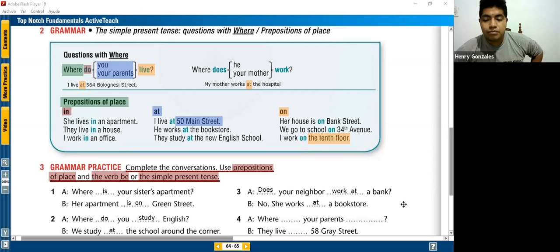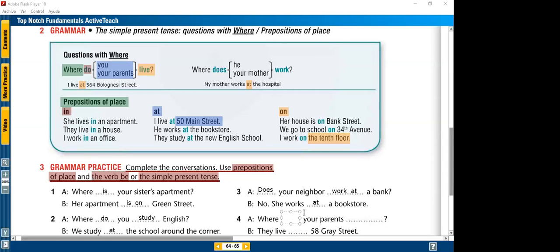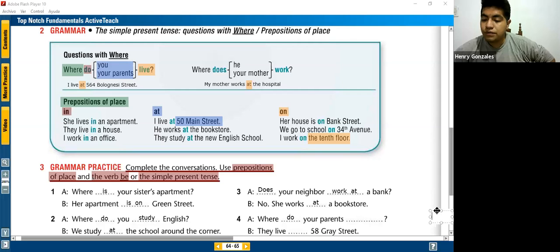That's good. Very nice. Number four. Where do your parents live? They live at 58 Great Street. Come on, who wants to start? Where do your parents live? They live.